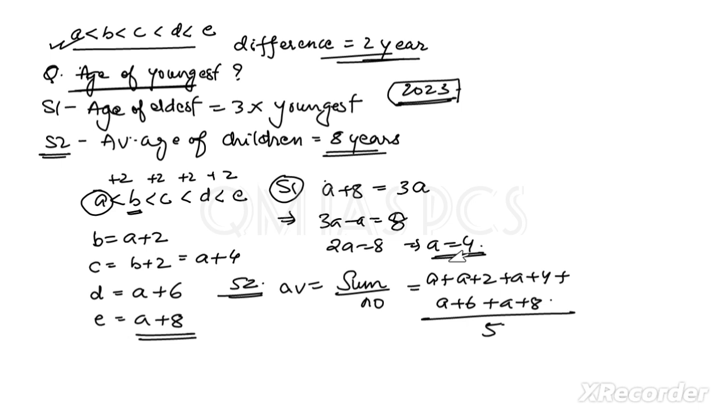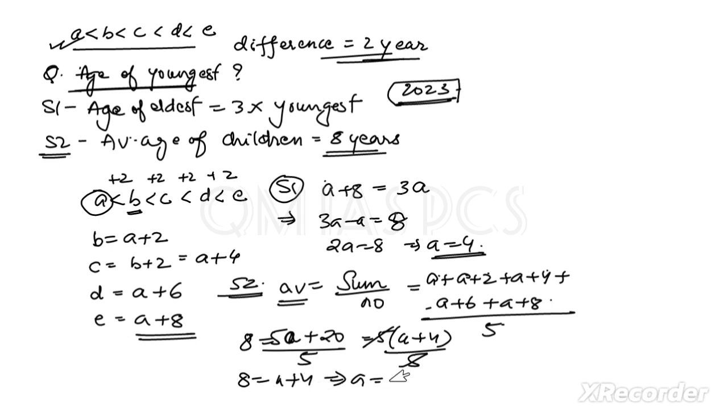The average age of children is given as 8 years, so we can write average is equal to 8. How many A are there? A 1 2 3 4 5, so 5A, and just add the other numbers. 2 plus 4 is 6, 6 plus 6 is 12, 12 plus 8 is 20, divided by 5. You can see 5 is common here, so it will be A plus 4, and the 5 will be cancelled out. Now we have 8 is equal to A plus 4, so A is equal to 8 minus 4, that is 4. So we got the answer again with the help of statement 2. That means through both statements, statement 1 and 2, we are getting the answer. So the answer will be which one?